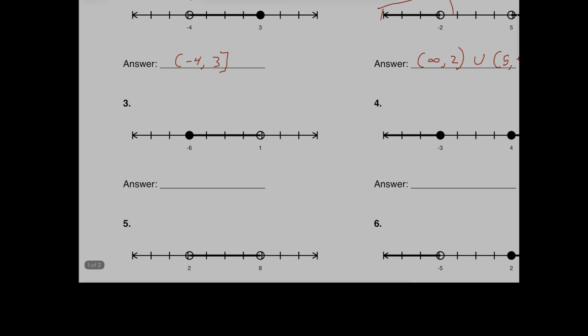Let's go on to number 3. This one on the low end is a -6, and we're going to bracket it because of the dot. And the high end is a 1, but because it's a circle, we're going to parenthesis it.